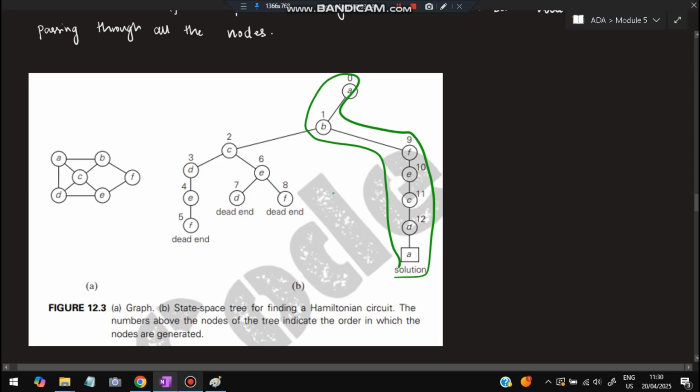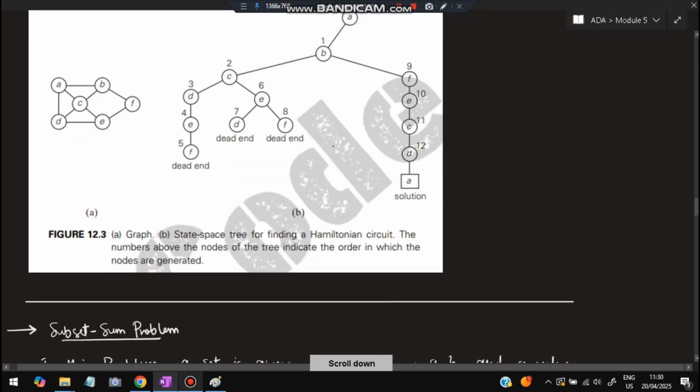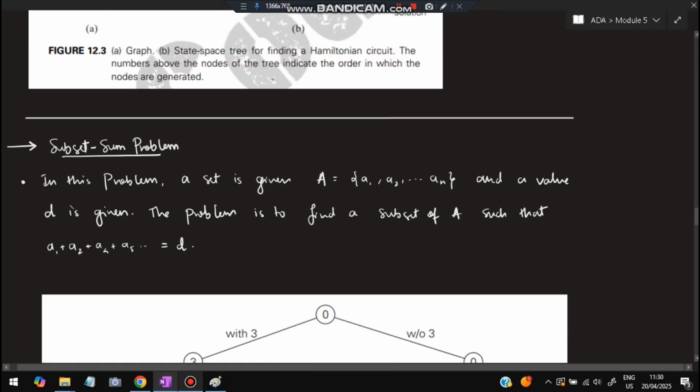Okay, this much you have to make and explain. This is the state space tree. That is a compulsory thing you need to make in the exam, otherwise I think you will lose more than half the marks.